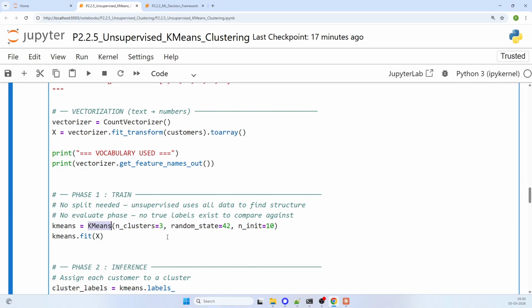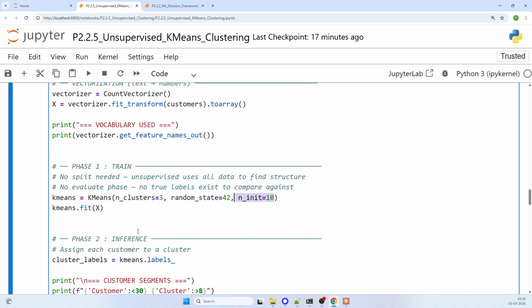What I'm telling my model is, you need to find 3 clusters and it's random. It's not like you need to follow a fixed order every time. You can group in whatever way you want, whether city or cloth or mixed. And the n_init term is just a safety parameter.